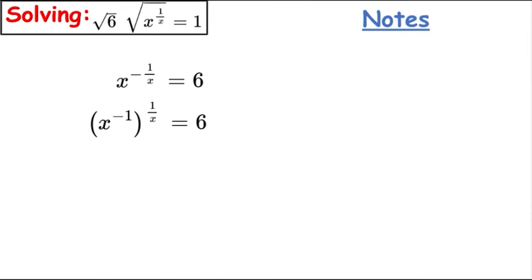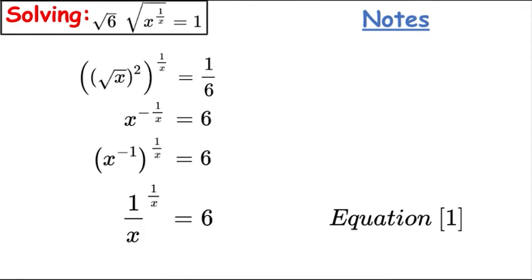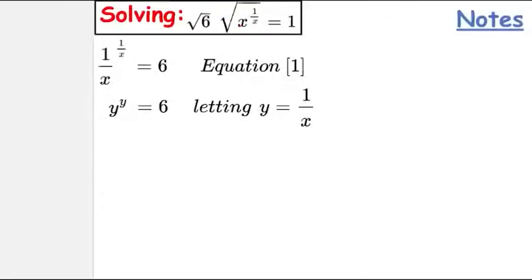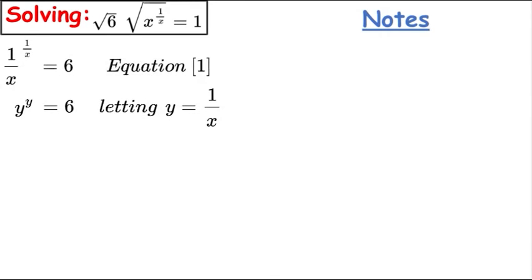Now we're going to bring the negative 1 into the internal part with the x again. And as you can see, this is going to give us a neat combination of 1 over x to the power of 1 over x, and that's equal to 6. And we're going to call this equation 1. Now we need a substitution to simplify the expression. So we're going to let y equal to 1 over x, and we will have this combination where we have y to the power of y is equal to 6.